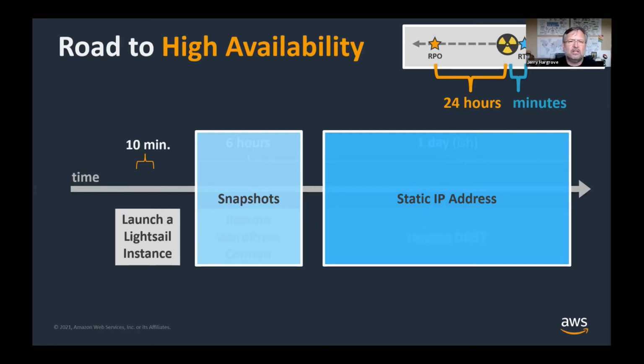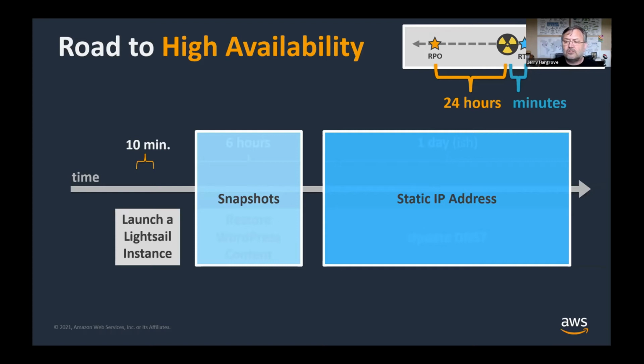If you're running your WordPress site on Lightsail and you haven't done these two things, this is the takeaway that you should get from it. Assign a static IP address to your Lightsail instance and then enable automated snapshots. You can get a lot of mileage out of this. It's really easy and it's an inexpensive way to gain a significant amount of availability over what you currently have.